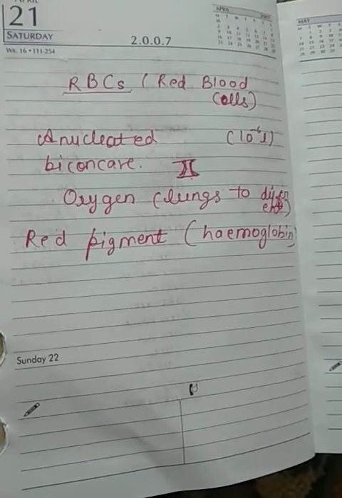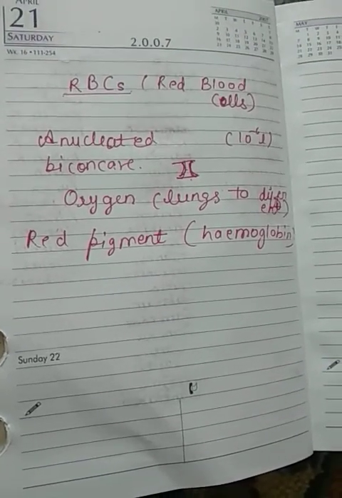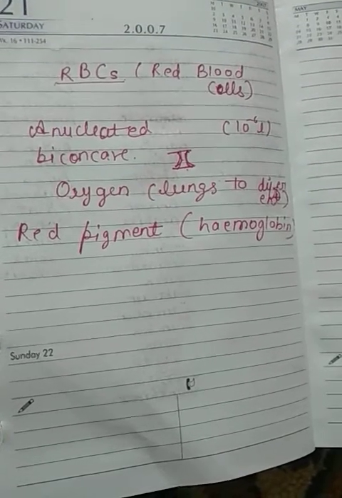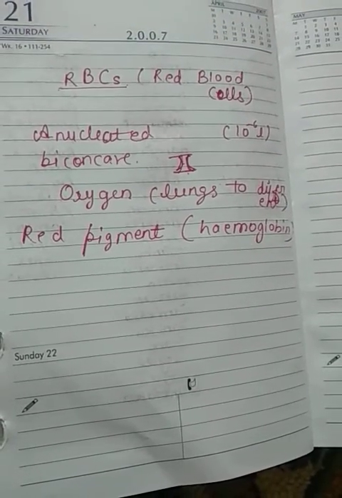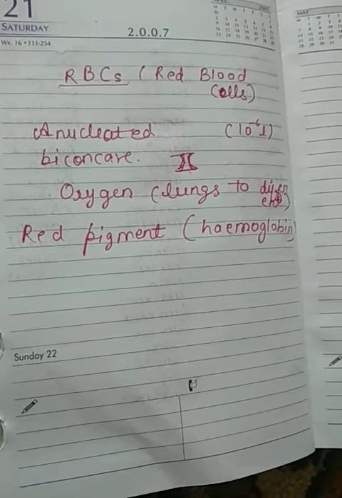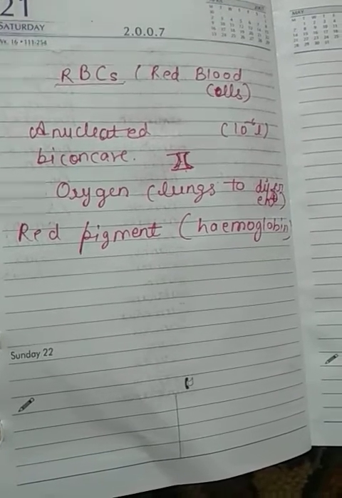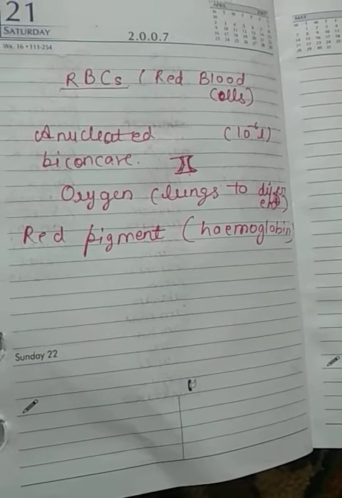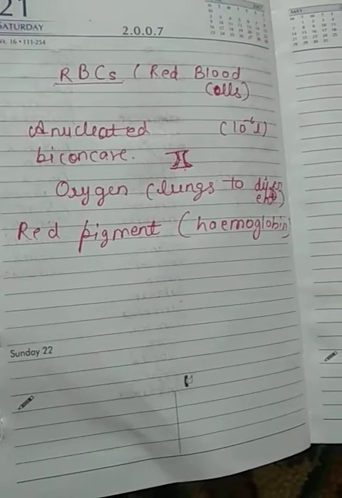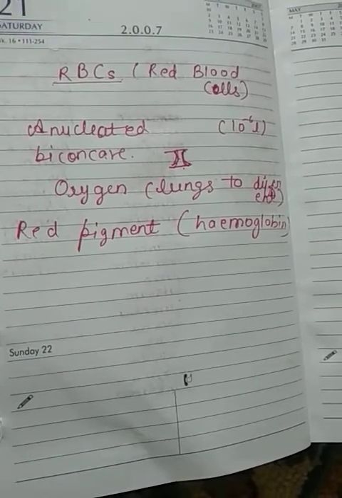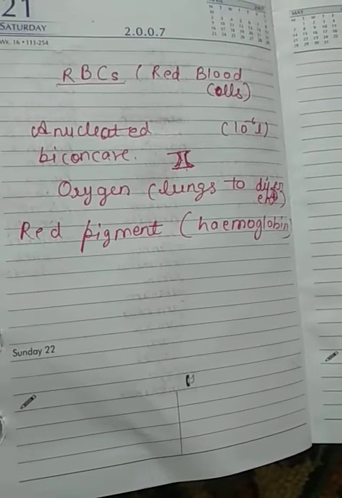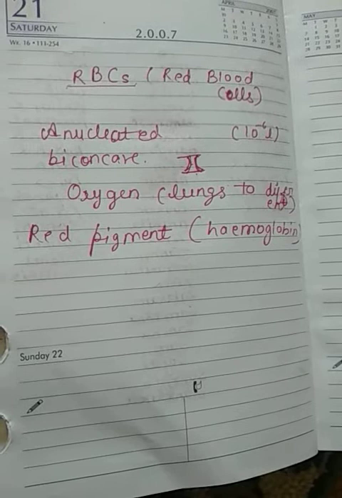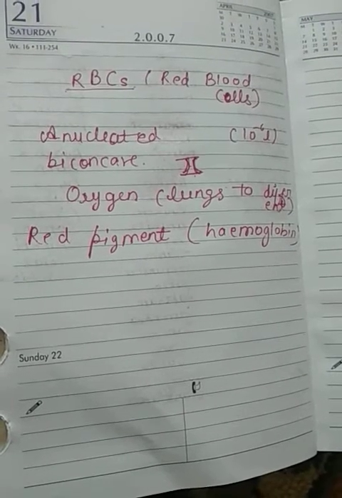This respiratory pigment, hemoglobin, in a healthy adult is present in a considerable amount. Almost 12 to 16 grams of hemoglobin is present in every 100 milliliters of blood. So in 100 ml of blood, 12 to 16 grams of hemoglobin is present in any healthy adult. That is how abundant hemoglobin also is.